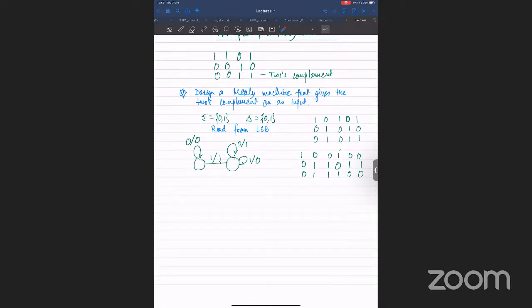Now, one thing, let's finish. Hopefully we'll be able to finish this. Equivalence between Mealy and Moore machine. So what are we saying? Given any Moore machine, first let's do this direction, since it's an easier direction: Moore machine to Mealy machine.